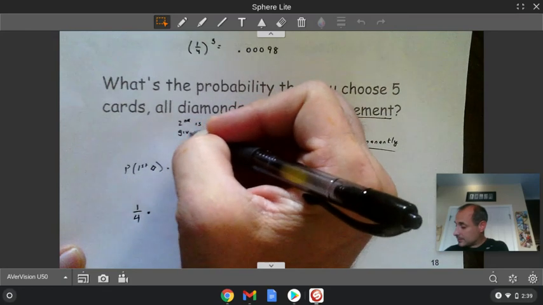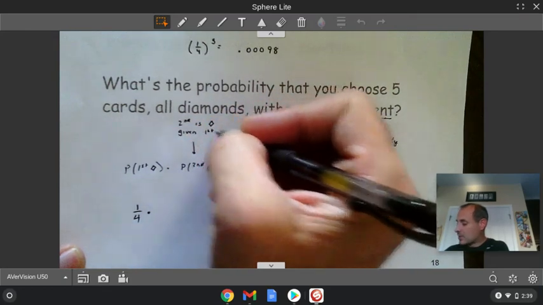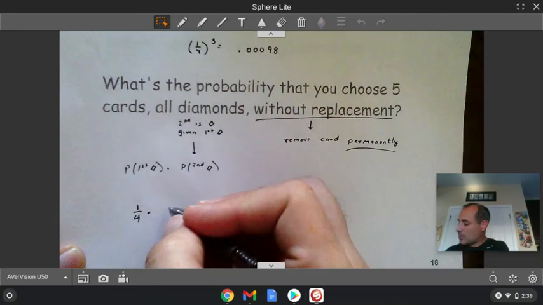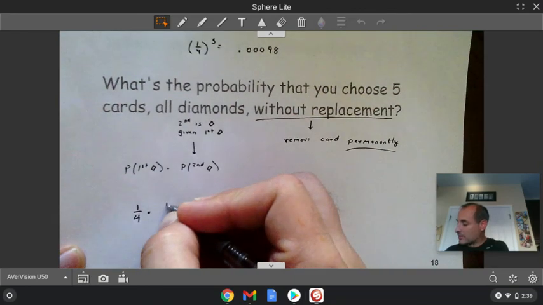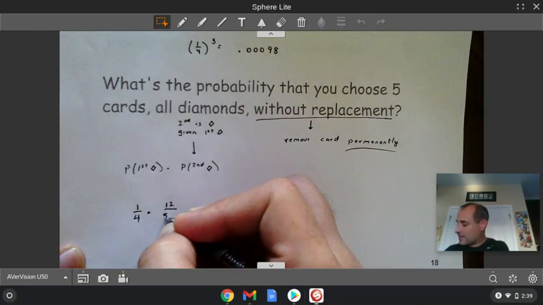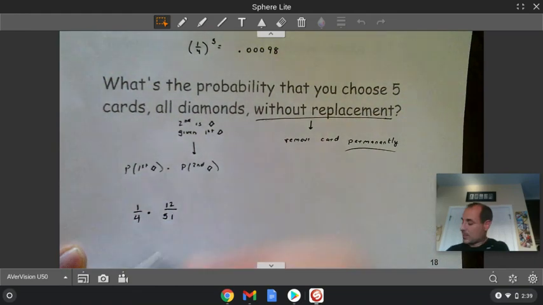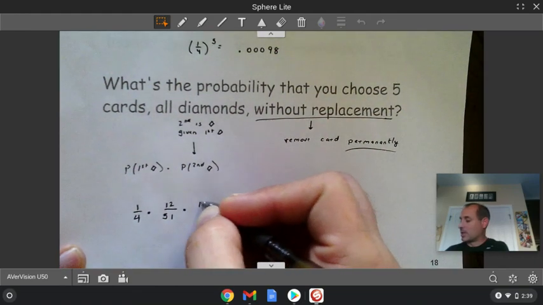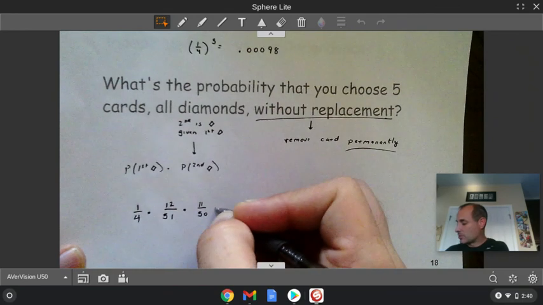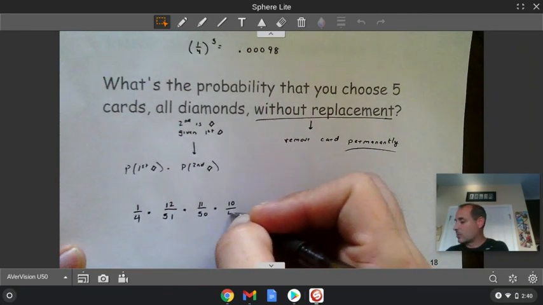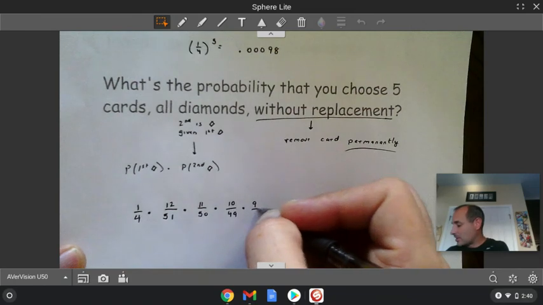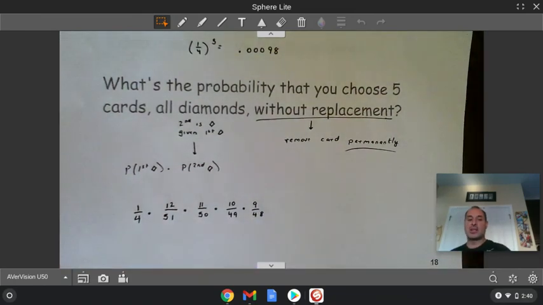given that the first is a diamond. So now there are only 12 diamonds left out of 51 total cards. And then there are only 11 diamonds left out of 50 total cards. And then there are only 10 out of 49 cards. And then there are only 9 out of 48. So every time that I move through this, I have one less diamond to choose out of one less card.